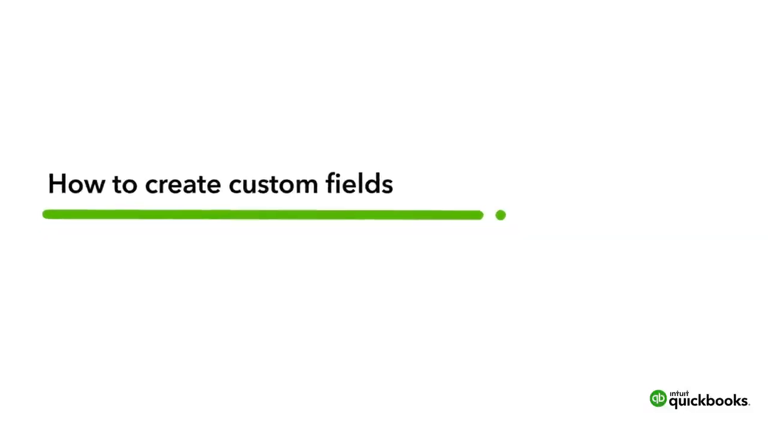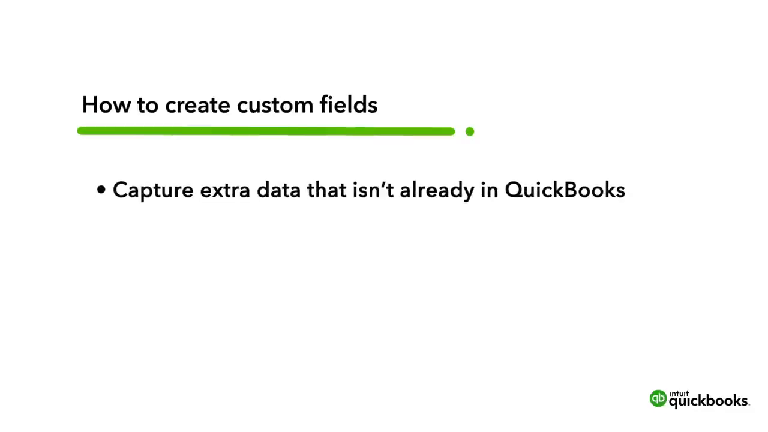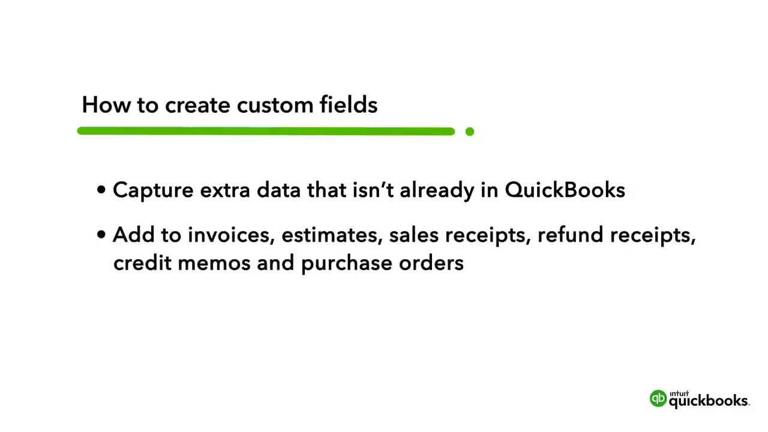Custom fields are a great way for you to capture extra data for your business that isn't already included in QuickBooks. You can add them to invoices, sales receipts, refund receipts, credit memos, and purchase orders to capture whatever information you want. As an example, let's go over how to add a custom field that captures the sales rep responsible for a sale, and then how to run a report to find the total sales for each rep.